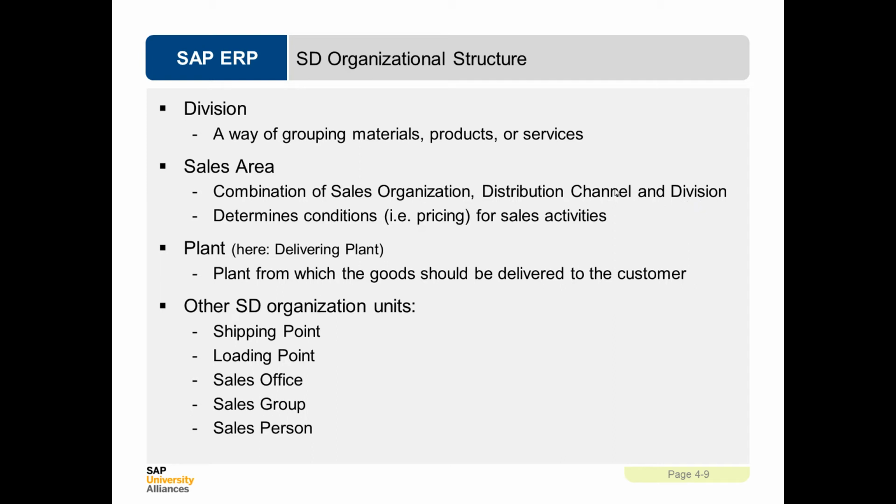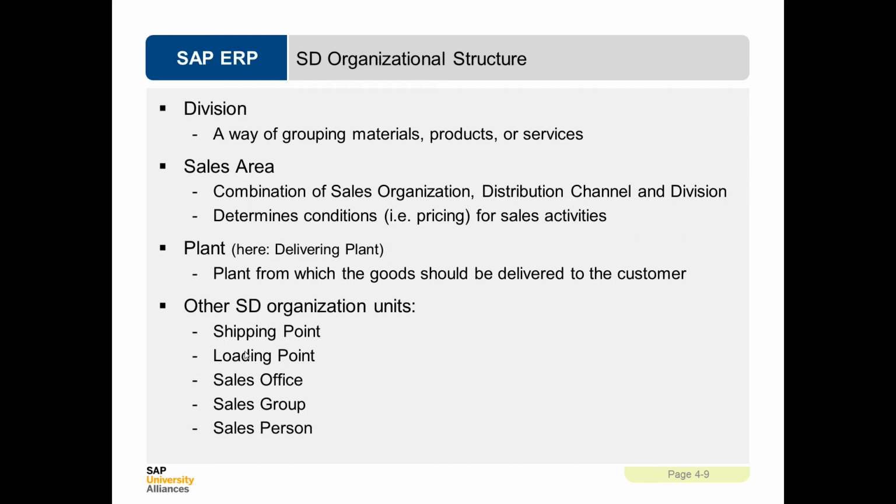Now, the other parts of the organizational structure that are important to us have to do with the way we go about fulfilling the order. And here is where the other organizational elements that we've talked about before enter in. We have a plant. In this case, it's the plant from which we ship the products. And then, of course, the storage location, which typically will designate a shipping point.